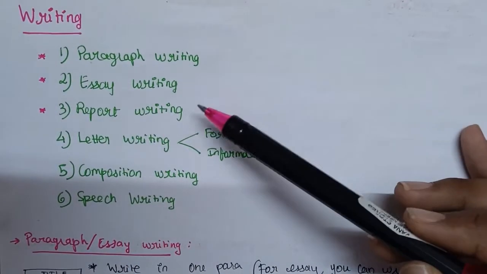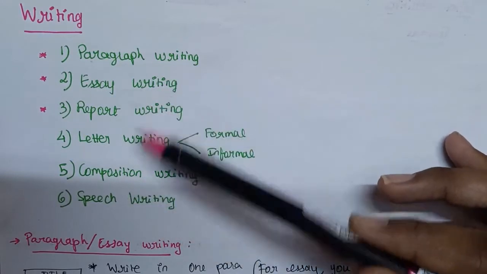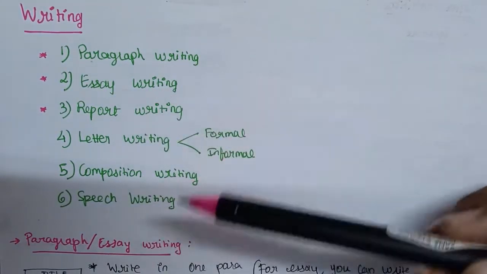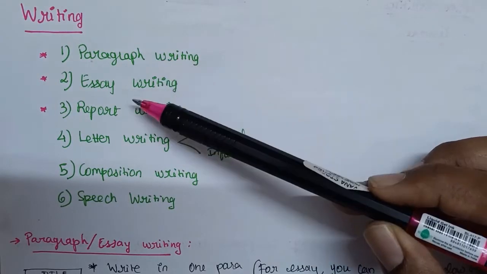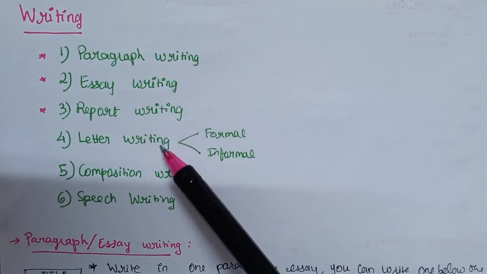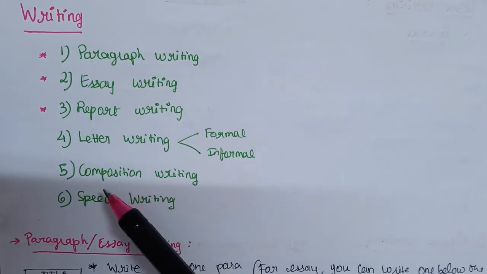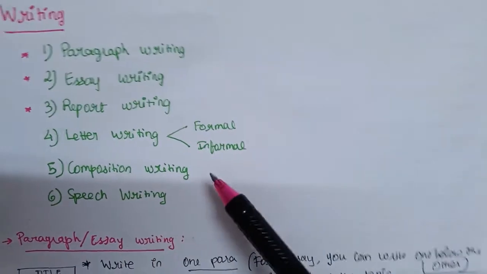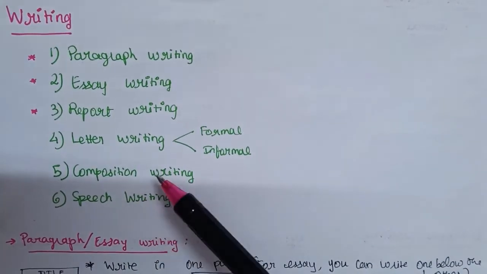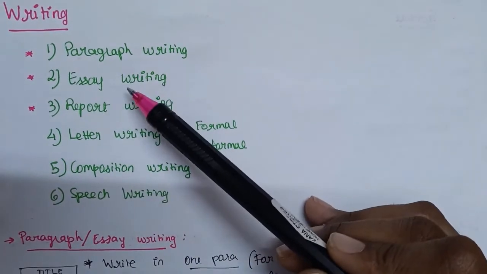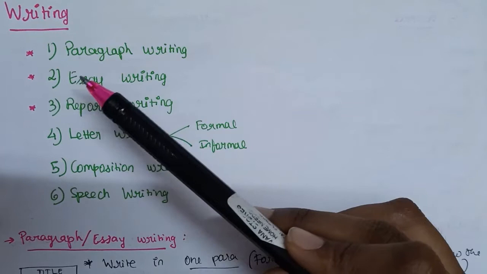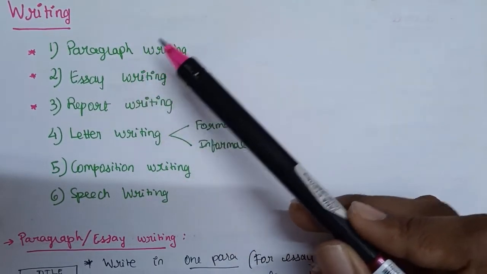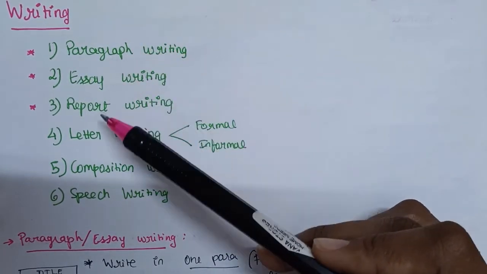In the writing part, in your book, there are more topics, but I've shortened this down to these important things: paragraph writing, essay writing, report writing, letter writing formats, which are formal and informal, composition writing and speech writing. Composition writing is very rarely asked. Paragraph writing and essay writing are asked all the time. Generally it's essay, but they mention it as paragraph as well.